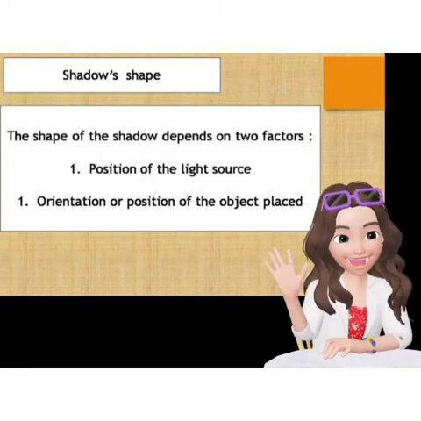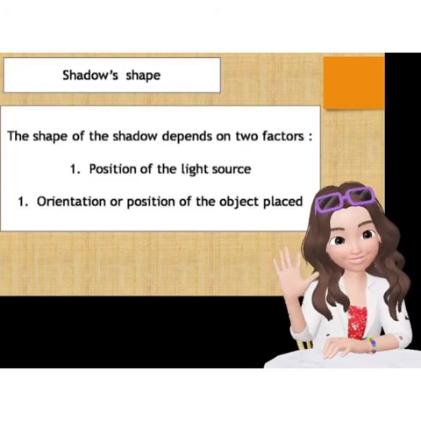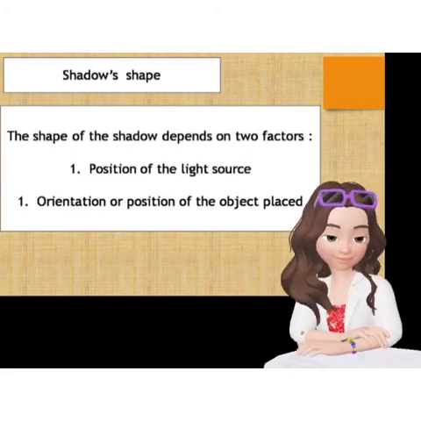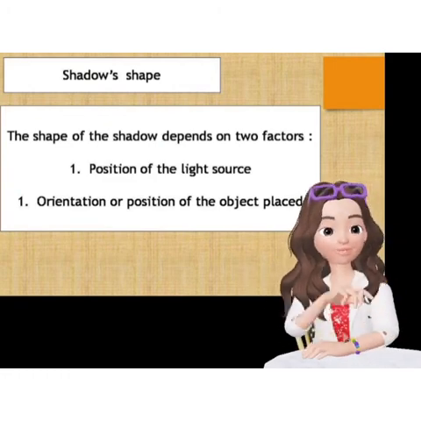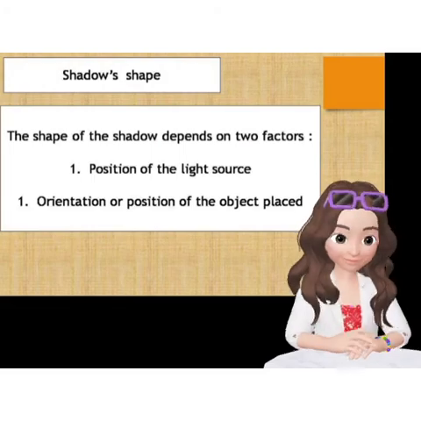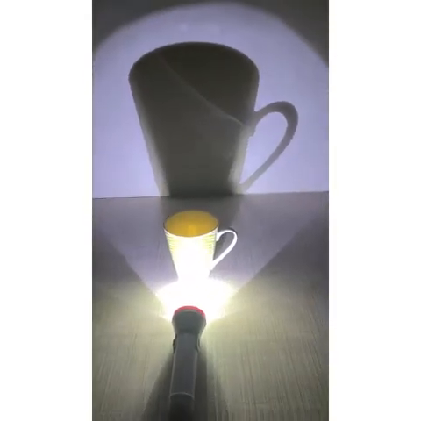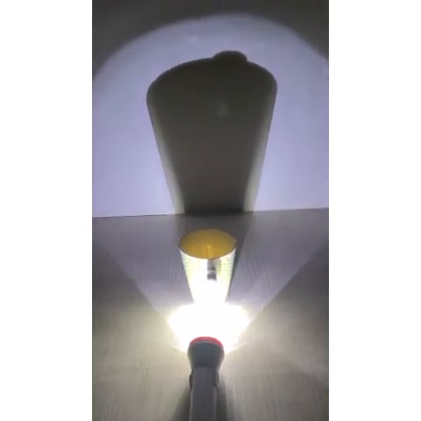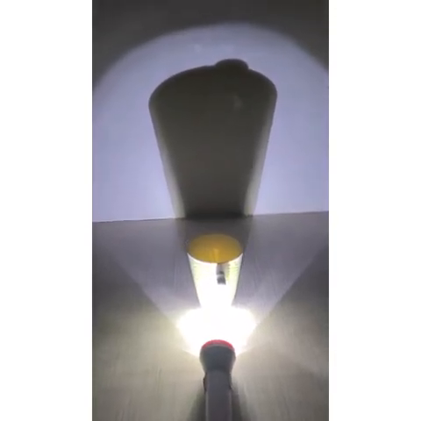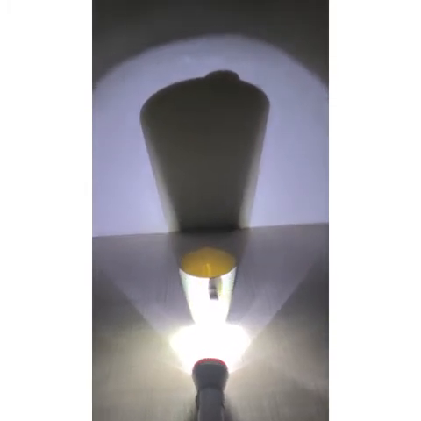The shape of the shadow also will change. It depends on two factors, that is, the position of the light source and the orientation or position of the object that is placed. Now students, look at the shape of the mug. Now we couldn't see the handle that we use to hold the mug. We just see the basic shape of the mug.